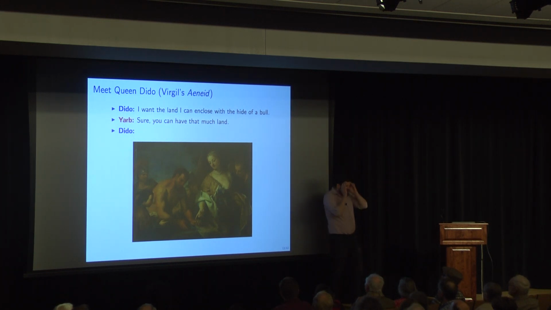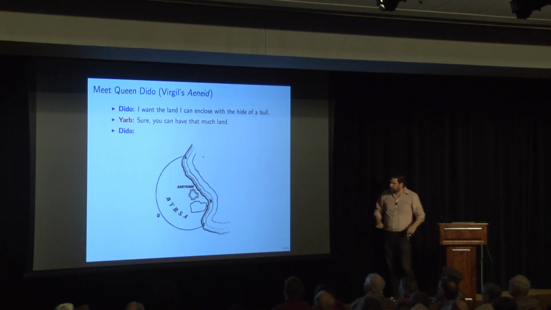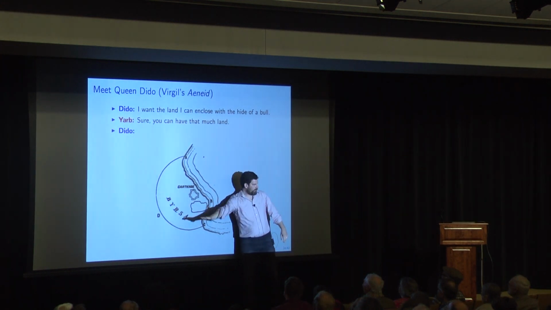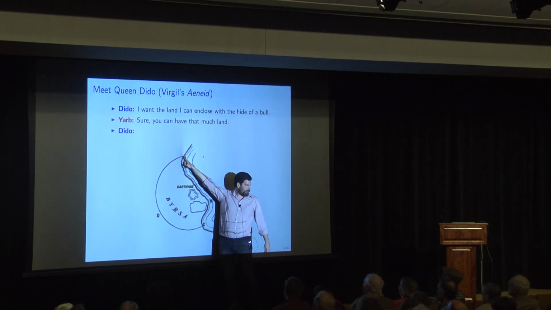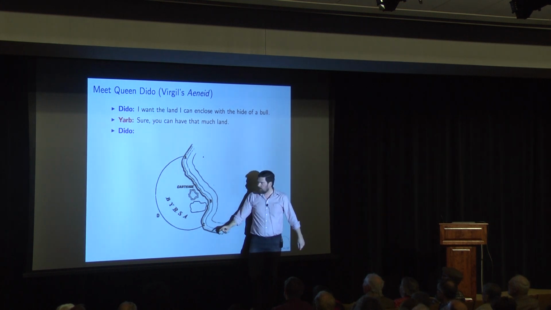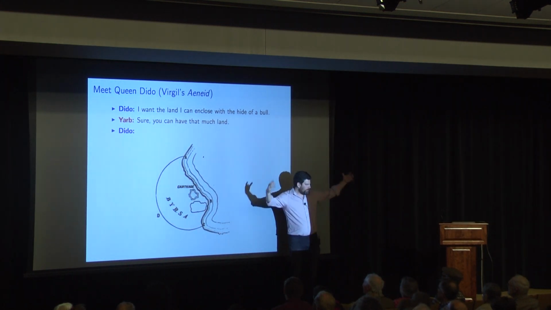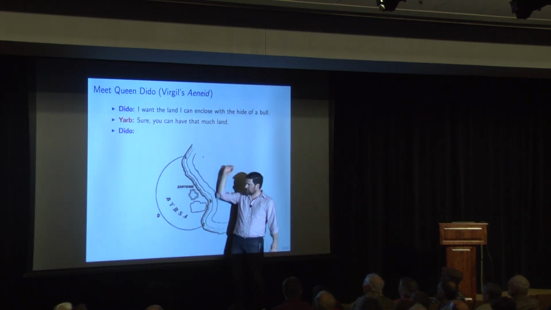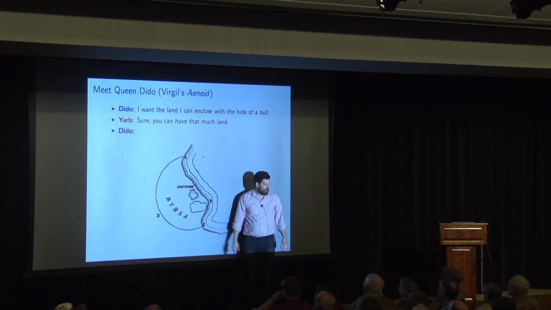Now she's going to use this string to encircle some land. She wants as much land as possible. How does she do this? So this is what she does. This is water, and that's land. She takes one end of the string and puts it on the coast, puts the other end of the string on another part of the coast, and then she makes part of a circle to enclose some land, and she tricks the guy, gets all this land. She founds a city called Carthage. She becomes the queen of Carthage.